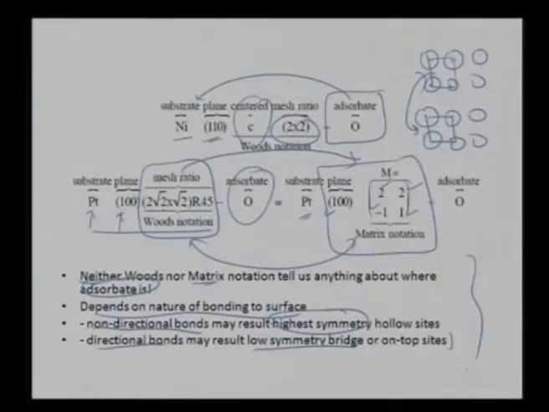And then we also learnt how we can utilize the matrix notation and Wood's notation to say how the particular adsorbate is sitting on a particular adsorbent surface, and how we can play around with it. But these techniques don't tell us exactly where the particular adsorbate is sitting. They only tell us how they are sitting.